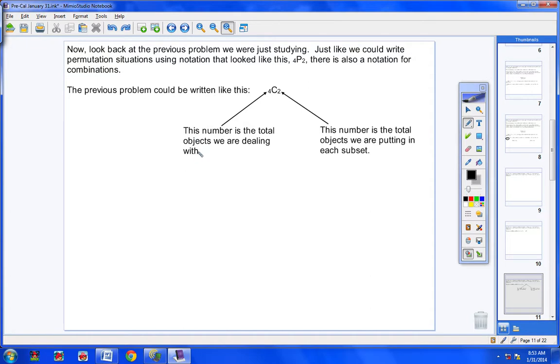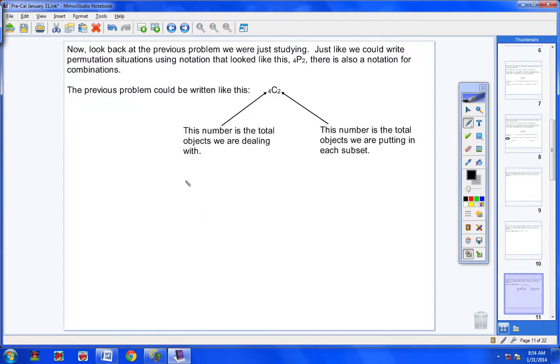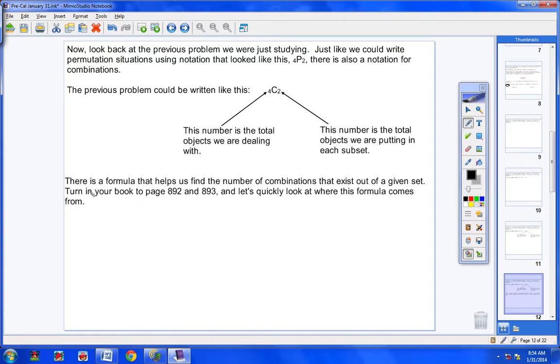The 4 is the number of the total objects we're dealing with. The 2, this number to the right, is the total objects we are putting in each subset. In other words, this was my big main set, and then I pulled out of that subsets of 2. So please take notes of that. You guys know how I roll. I'm going to continue on. I go fast. You're going to have to pause the video.